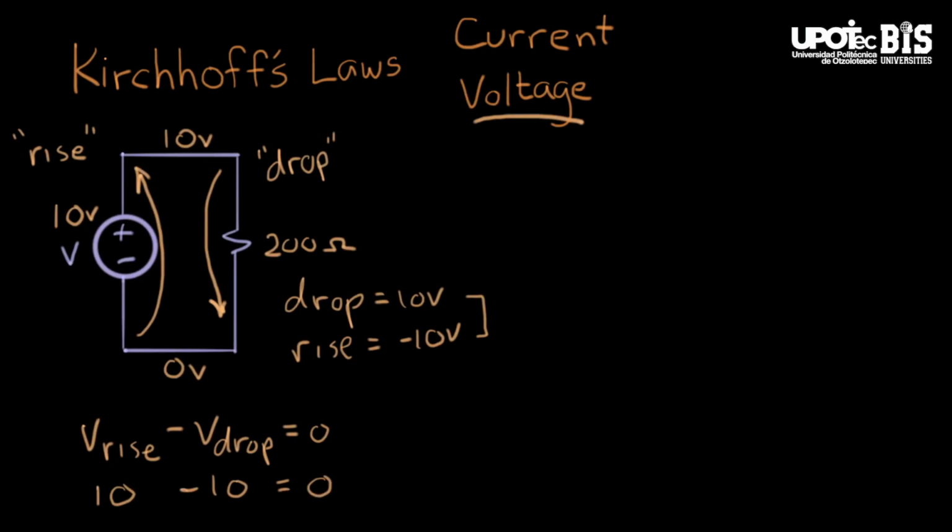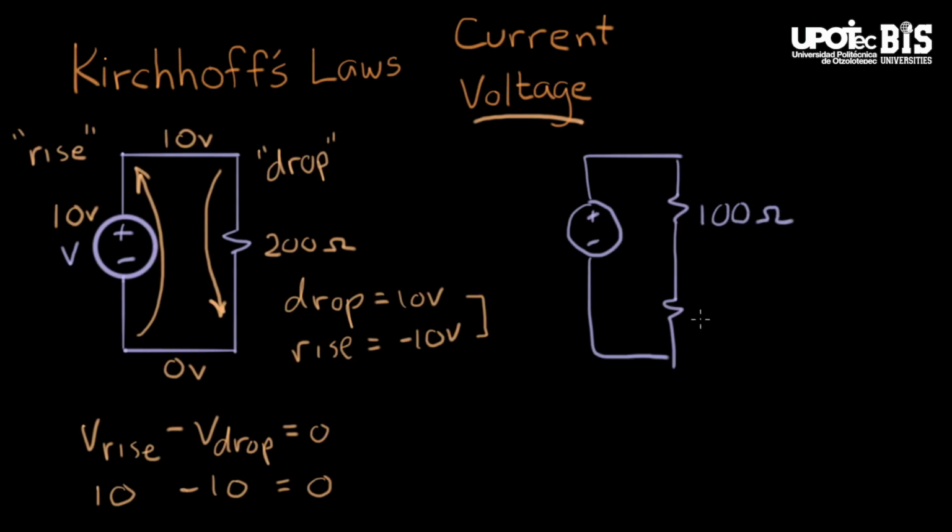I'm going to draw this circuit again. Let's draw another version of this circuit, and this time we'll have 2 resistors instead of 1. We'll make it 2 100 ohm resistors. And let's go through and label these. This is again 10 volts. So this node is at 0 volts. This node is at 10 volts.